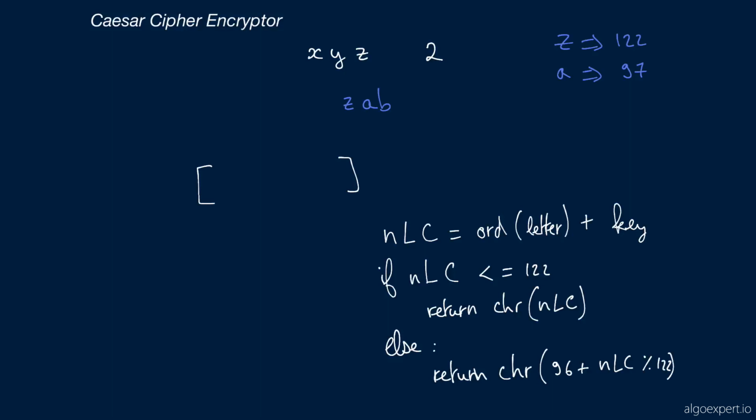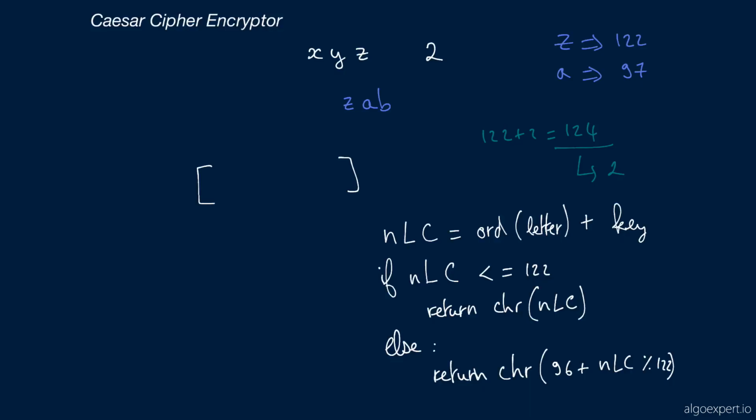So what are we doing here? Well, we're saying, let's say we get 124, right? When we do Z plus 2, so 122 plus 2 equals 124. Well, we mod 124 by 122. We divide 124 by 122 and get the remainder, which is going to be 2. So we say 124 is equivalent to 2. And then we add this to 96, which is kind of the thing that comes right before 97, which corresponds to A.